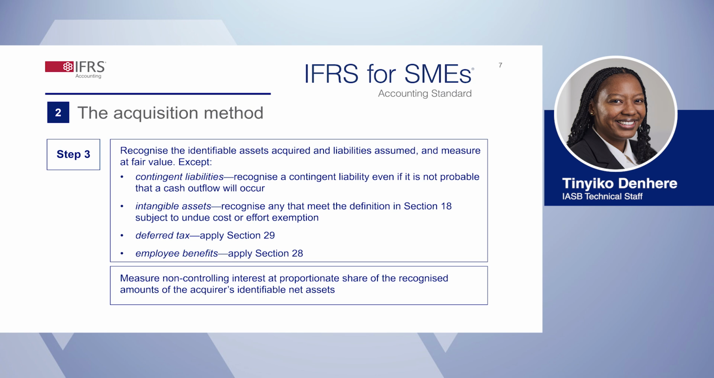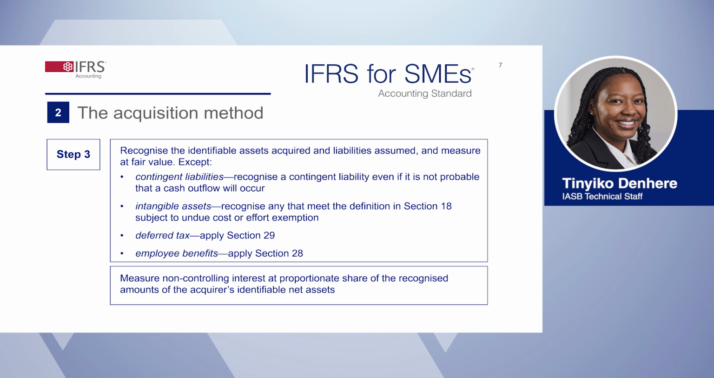Normally, applying Section 21, an SME would not recognize a contingent liability. But, for the purposes of the acquisition method of accounting, an SME recognizes acquired contingent liabilities as liabilities even without a probable outflow of cash.